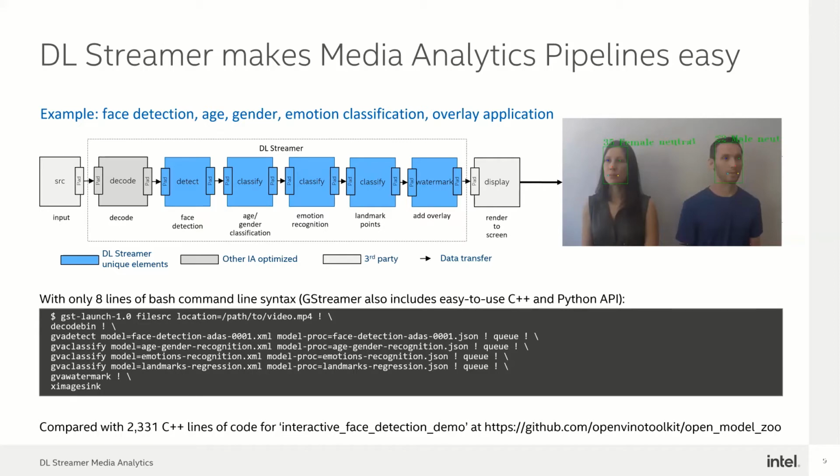Very simple. Now, again, the same type of application without GStreamer, without that kind of framework, is going to be something like 2,000 lines of code. Right? And even then, it may not be as optimized as you would get with the GStreamer pipeline and the DL Streamer elements.